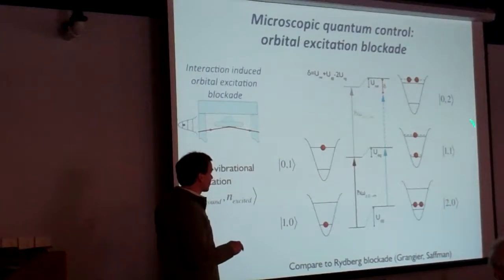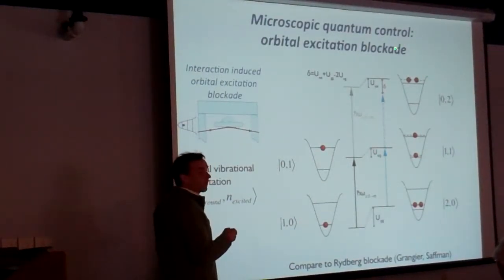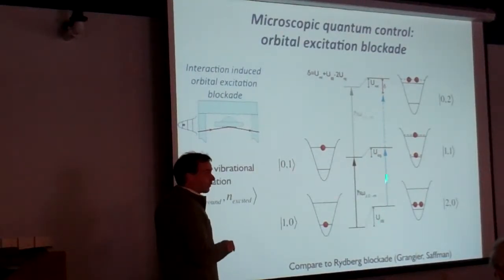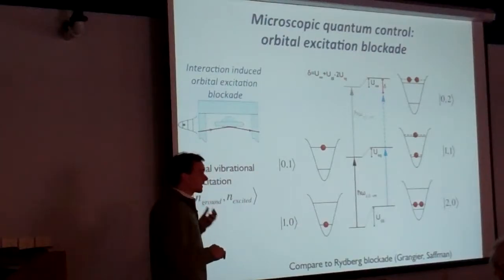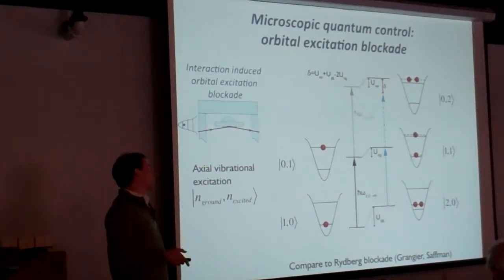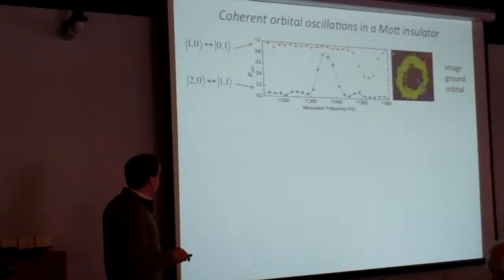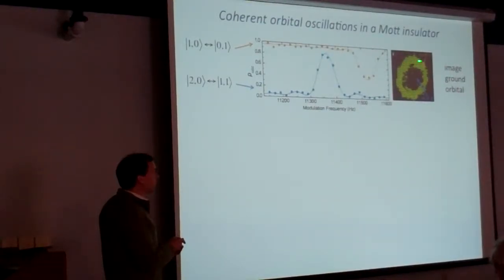You can't do things like this with photons, usually, because you don't have a strong interaction, which is much stronger than your Rabi rate here. So this is really nice with atoms, that we have a clear separation of energy scales, so we are able to play with these kind of things. So let me show you an example. This is the Mott insulator with one atom per site here, odd, so it's bright, two atoms per site here, even, so it's dark. Okay.